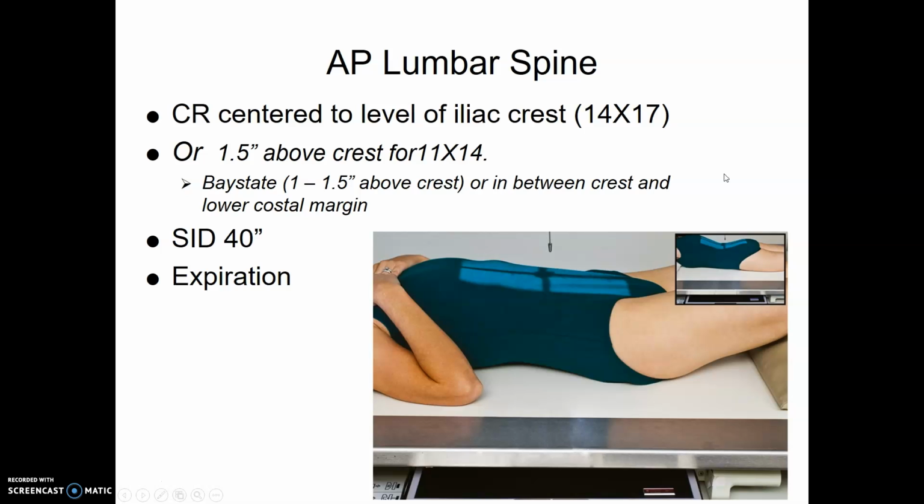For AP lumbar spine, the textbook has 2 different central rays. So if you're using a 14-17, they want you to center directly to the iliac crest. For 11/14, and for us at our hospital, we use 1.5 inches above the iliac crest. Or find the lower costal margin, which is your rib, and the iliac crest, and go right in between those 2. You're going to use an SID of 40 inches, and this is done on expiration.